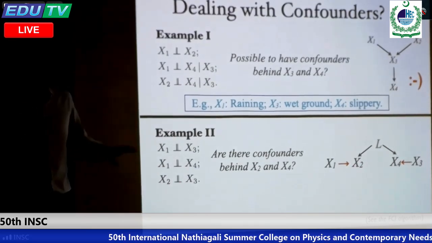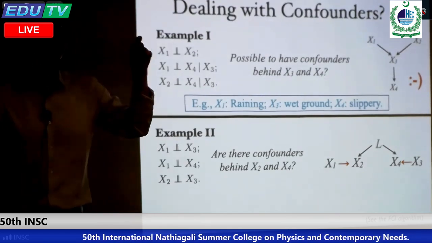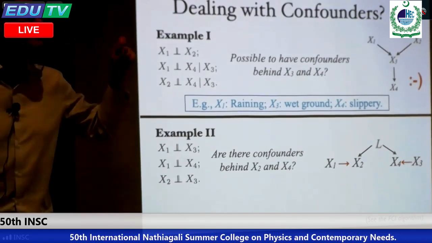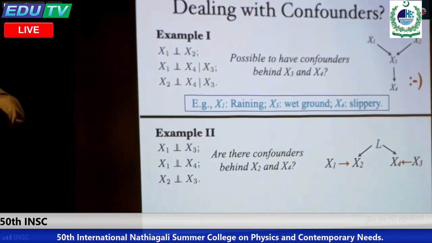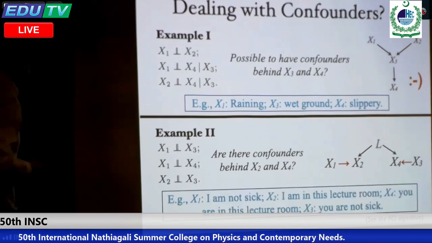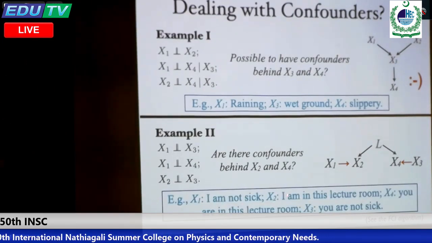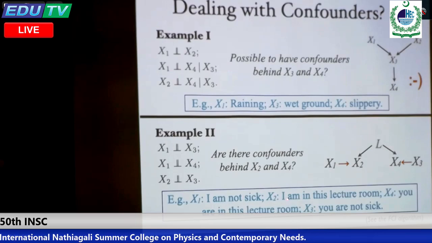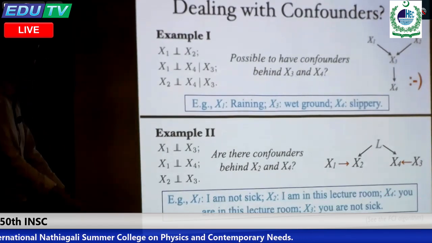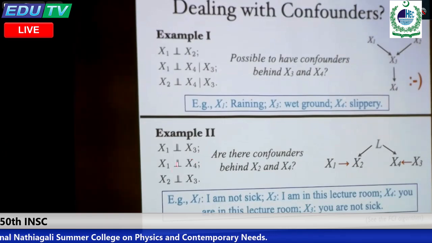So in this case, in contrast to the previous example, we know they are dependent, but there cannot be any causal influence in between. The dependence is caused by a latent common cause. Okay? So, of course, it's another example. X1, I'm not really sick. X2, I'm in this lecture room. And 4, you are in this lecture room. 3, you are not sick. So you can see, roughly speaking, those independence relations will hold true.